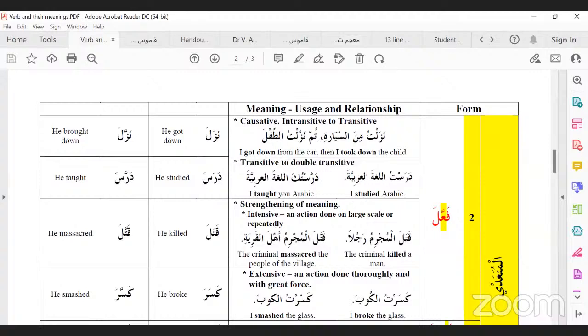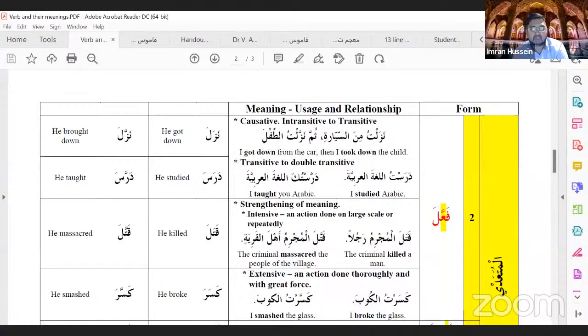So the second one is cause and effect. Nazaltu is a causative, where you're bringing down someone else. That's a causative verb. Excellent, sister. Sister, who is next? It's Balkis.